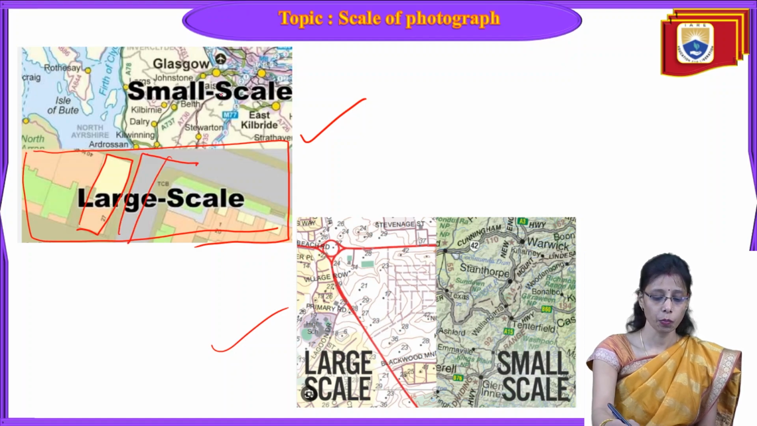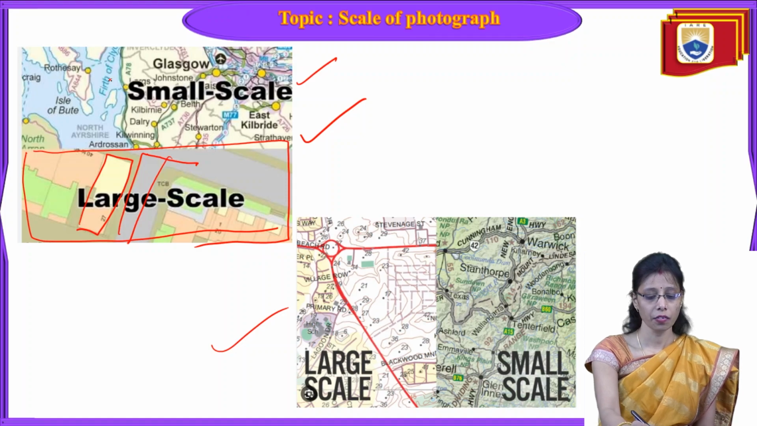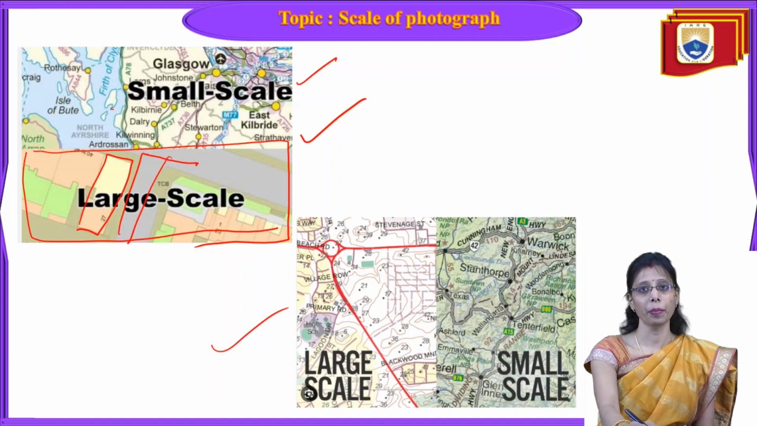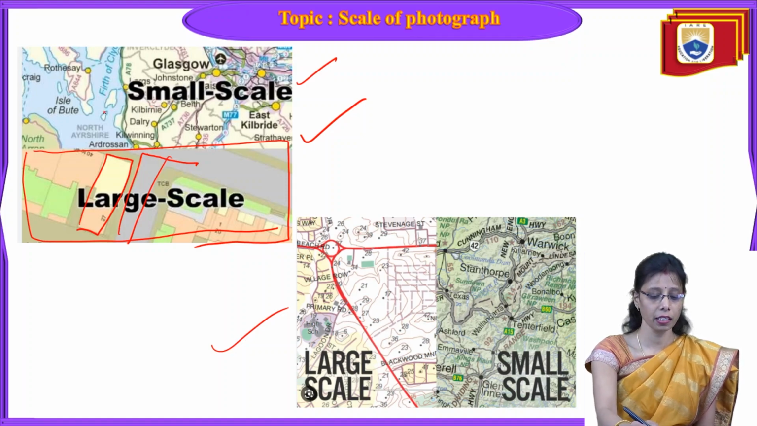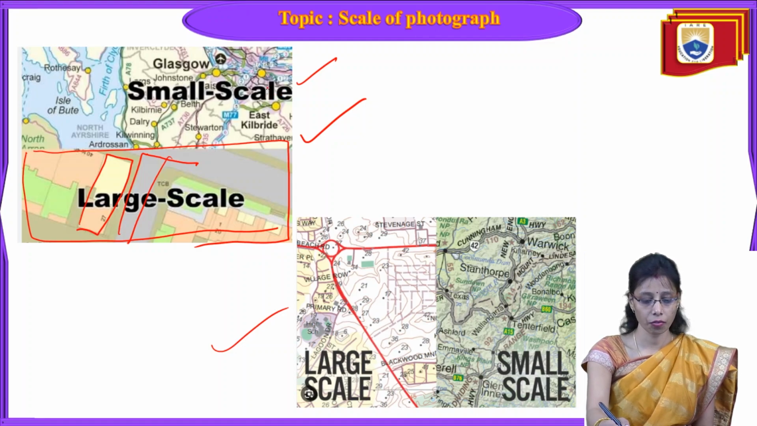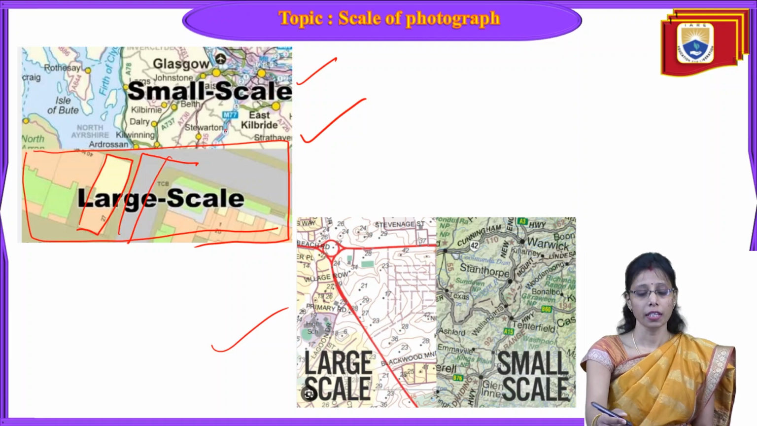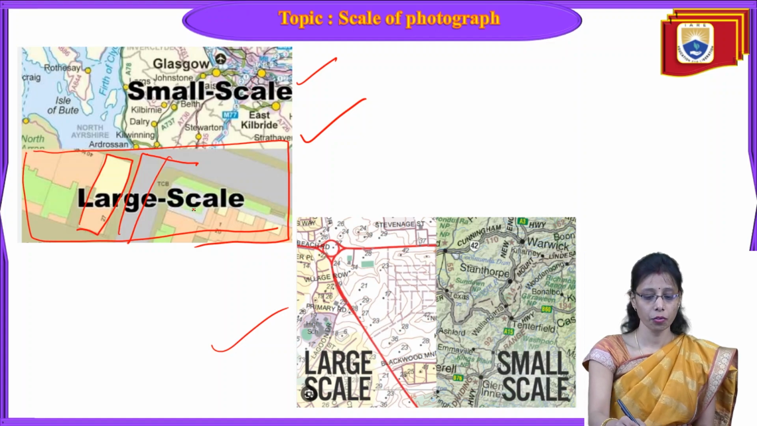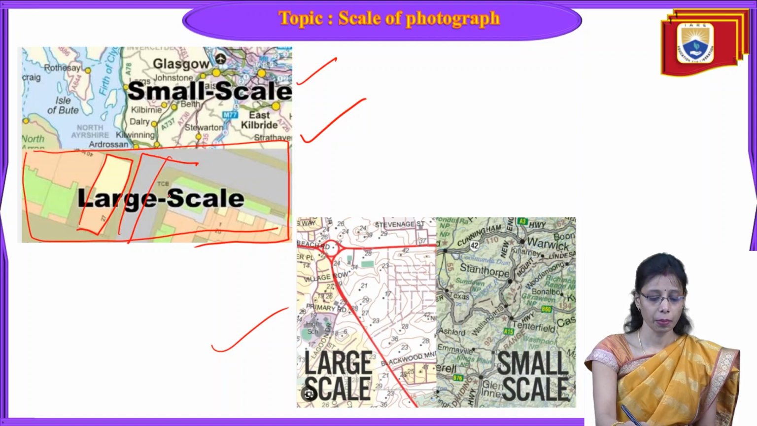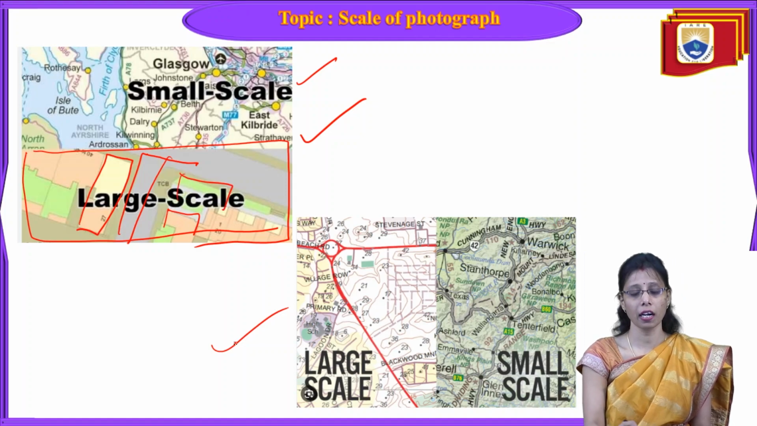Whereas in the small scale, these parcels we can't see. Only major details we are able to see. Major details means we are able to see the lake we have here, different kinds of roads, different kinds of residential areas. That all we can see, but with very few details. Whereas if you go to the large scale map, you can see very clearly the parcel lands here, right? So this is how it looks, large and small.